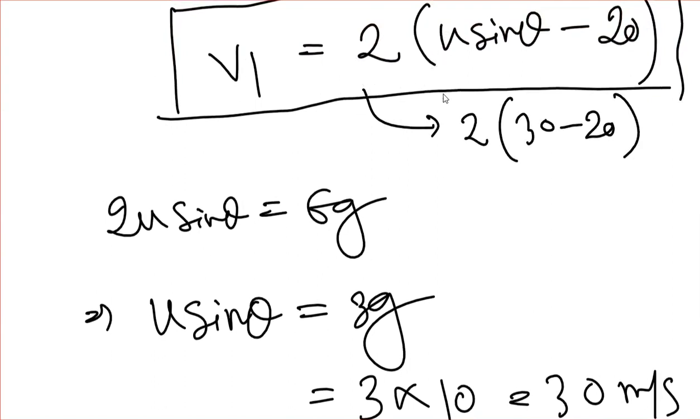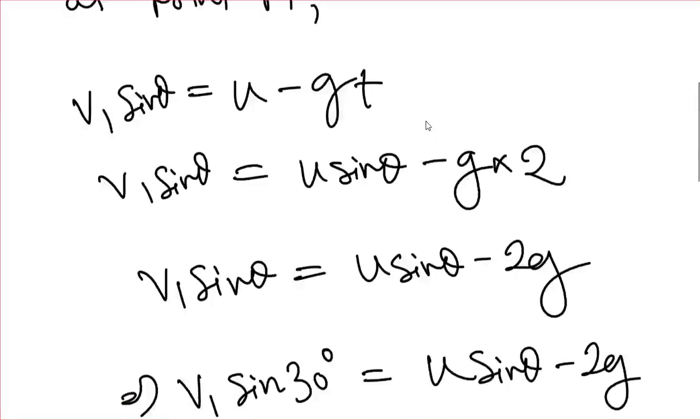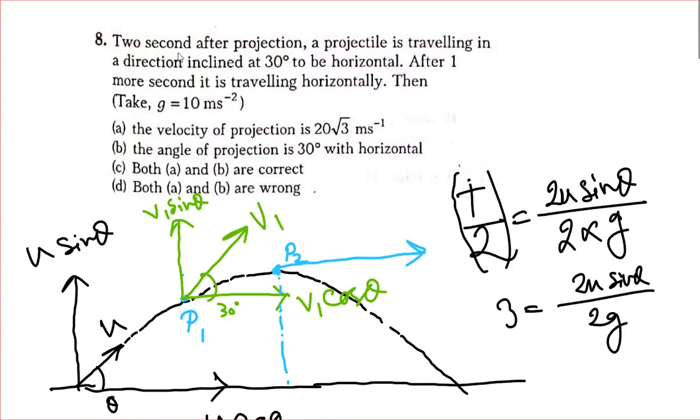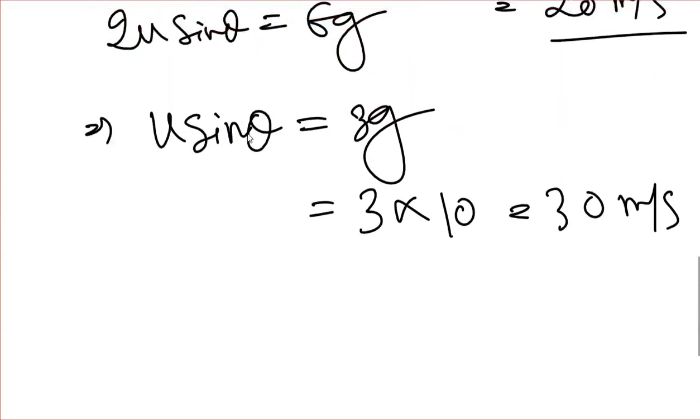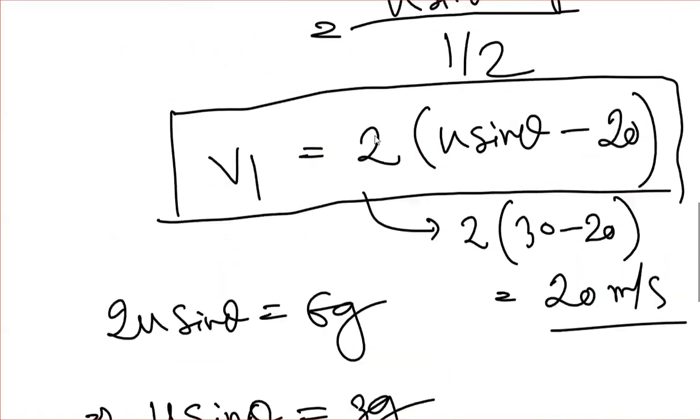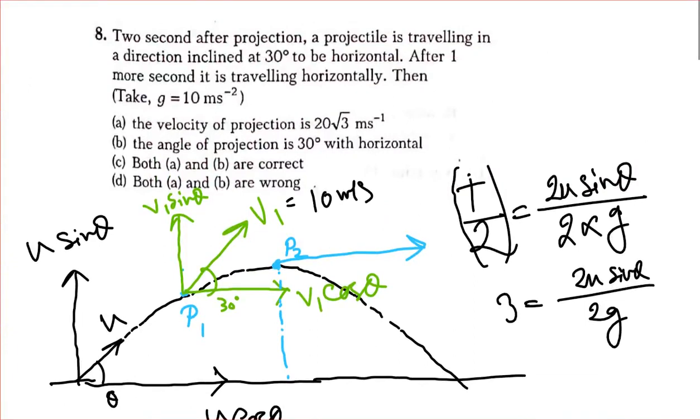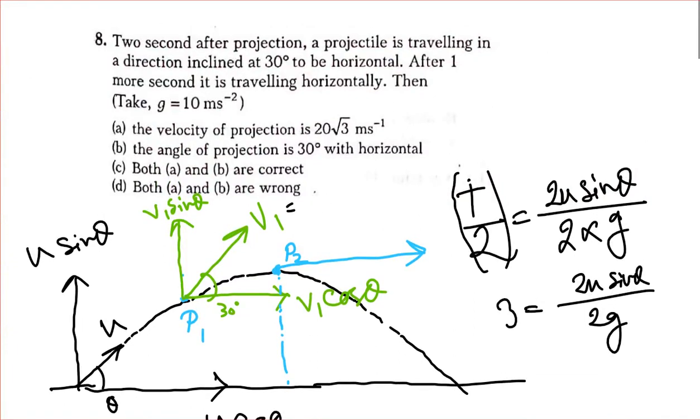230 minus of 20, so it will be v1 will be 20 meter per second. Okay, so this will be the value of v1. So what will be the value of v1? That after 2 seconds the velocity of the particle at point p1 will be 10. Okay, so v1 will be what? This will be 10 meter per second. Sorry, not 10, it will be 20 meter per second. Okay, so it will be 20 मीटर पर सेकेंड.